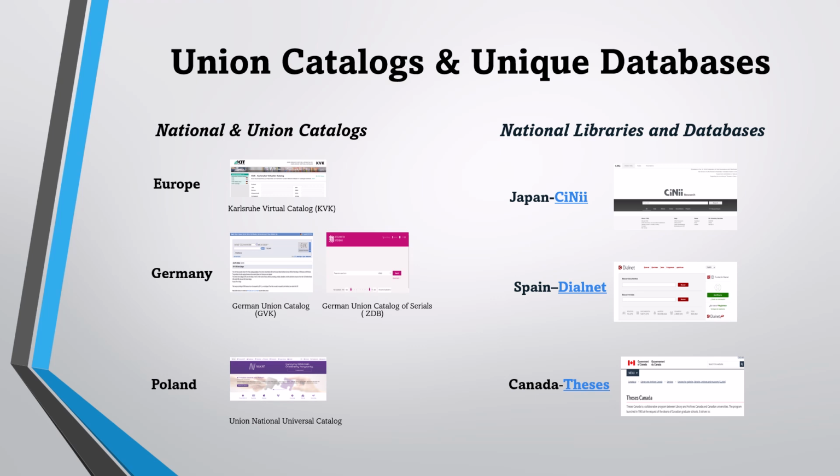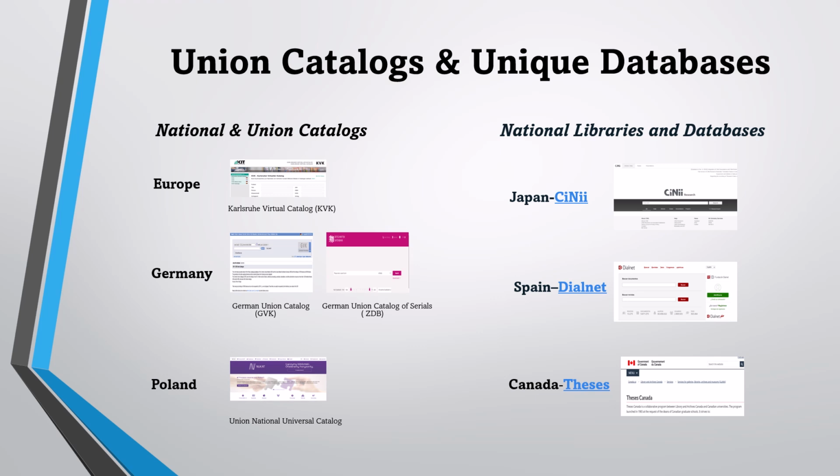In Germany, the Karlsruhe Virtual Catalog, KVK, is a search engine that gives access to millions of books, magazines, and other media from library and book trade catalogs across Europe. In addition, the Common Union Catalog, GVK, covers the holdings records of more than 1,000 member libraries in Germany. In Poland, the NUCAT is a union catalog that contains descriptions of documents that are held by many Polish libraries.